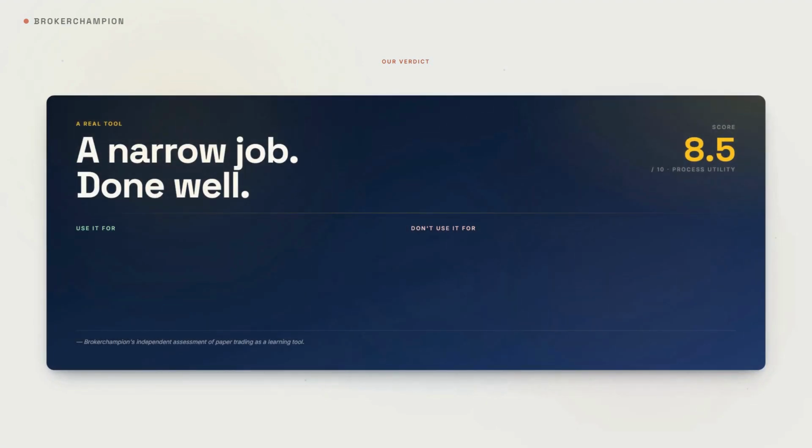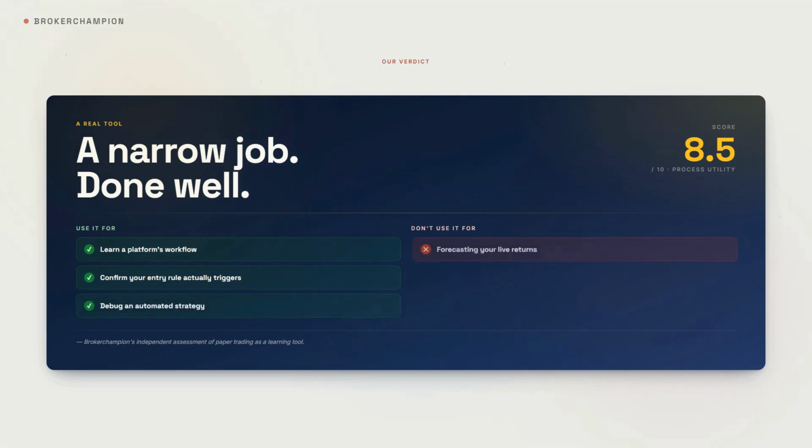So, verdict. A paper trade is a real tool. It just has a narrow job. Use it to learn a platform's workflow. Use it to confirm your entry rule actually triggers in the wild. Use it to debug an automated strategy. Don't use it to forecast returns. That's where it lies hardest, and that's the mistake that costs people their first funded account.